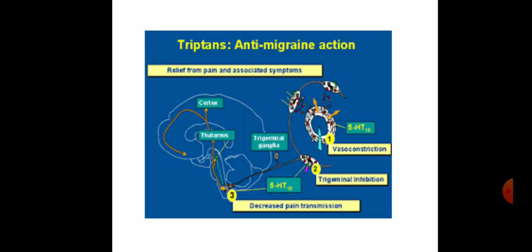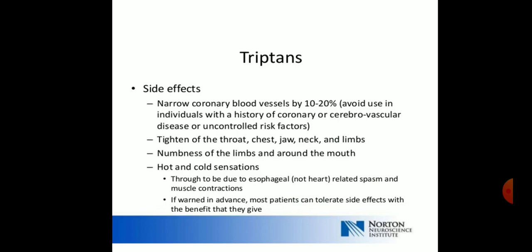Pathogenesis, I'll simply repeat it. Here are the adverse effects of triptans. Mainly these triptans cause vasoconstriction, so they should not be used in patients with coronary artery disease or some other vascular diseases where vasoconstriction is a real problem, and they are also contraindicated in pregnancy and liver as well as renal diseases.